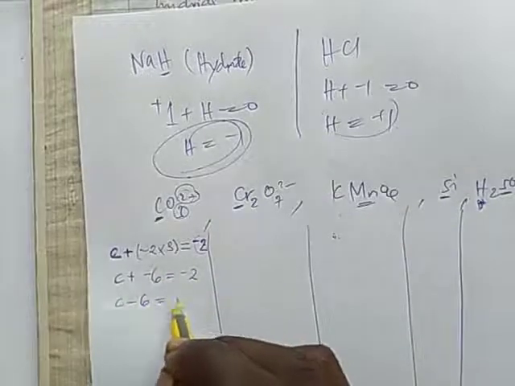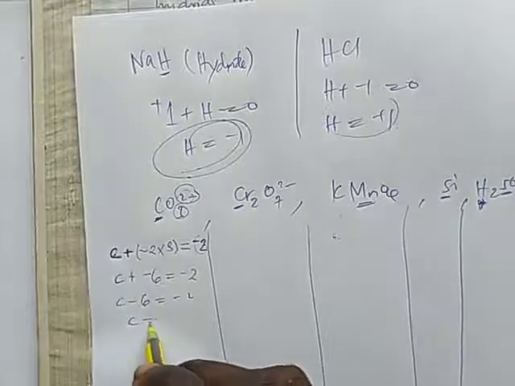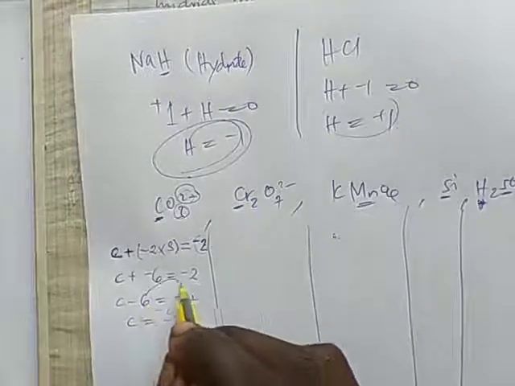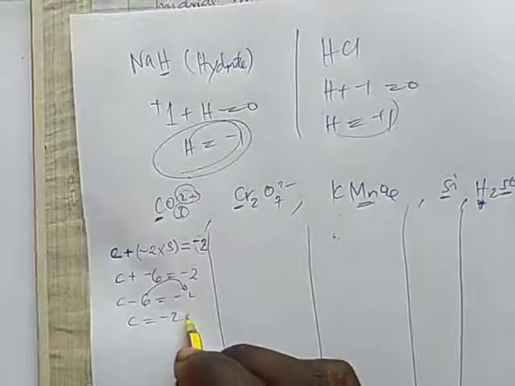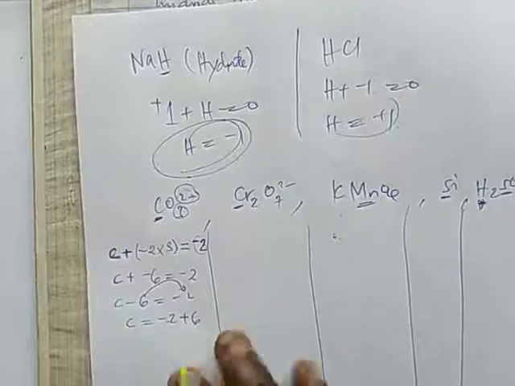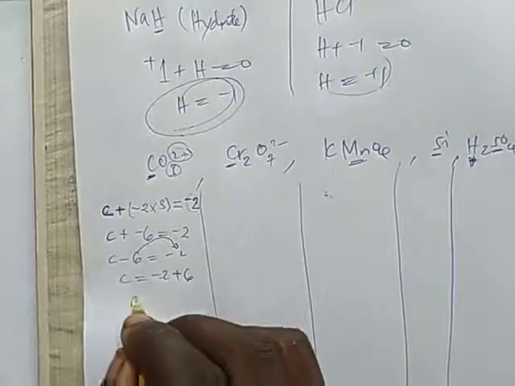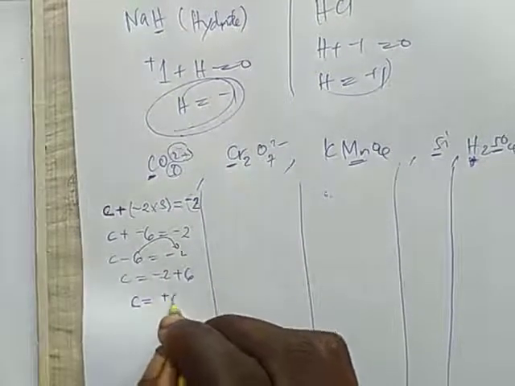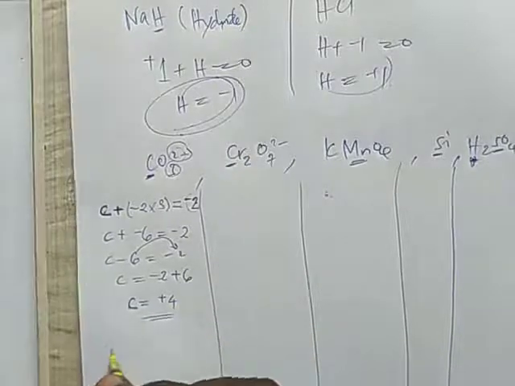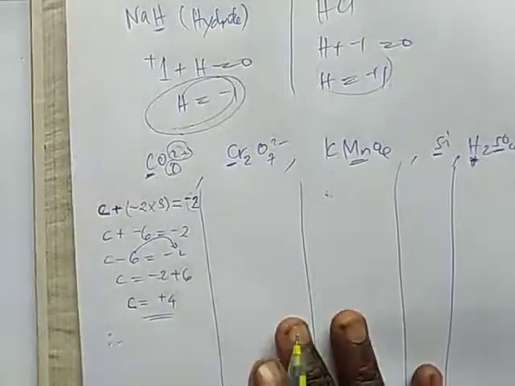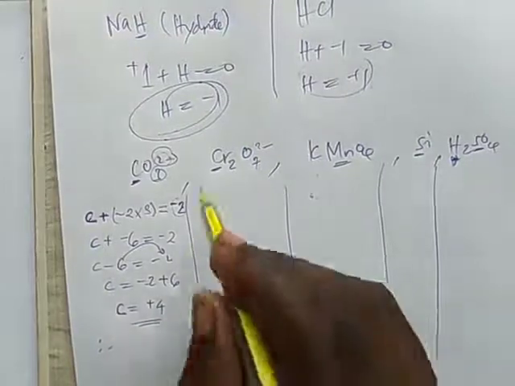Carbon -6 is equal to -2. Carbon is equal to -2. Hii 6 ikija kuna kwa positive, so plus 6. Huyo hapo kiplus hapo kwenye addition of integers utapata +4. So therefore the oxidation state of carbon is +4.